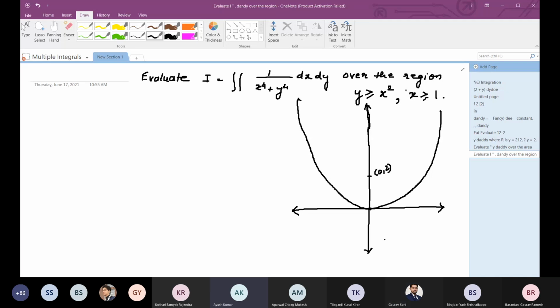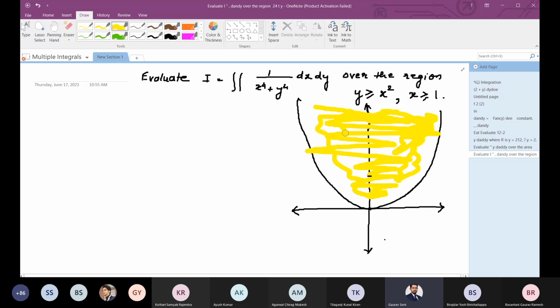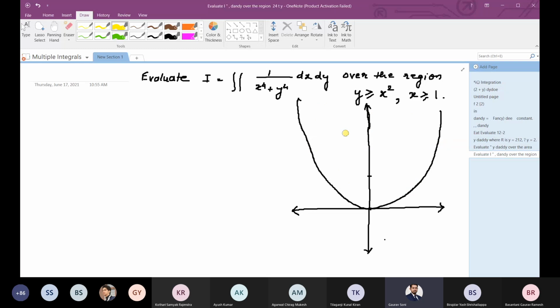The region is between 0 to 1, just for x being 0 to 1. In this complete area, you can see that x square is less than y. So this complete area is going to satisfy the first inequality.